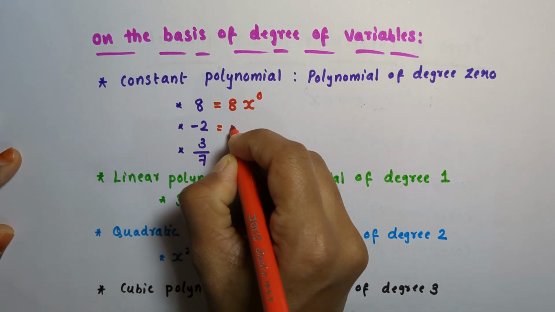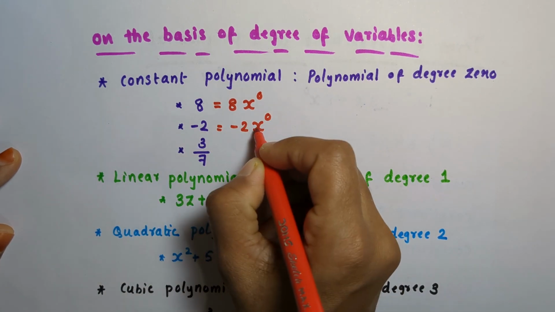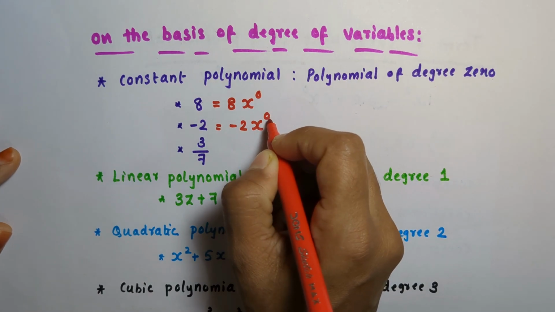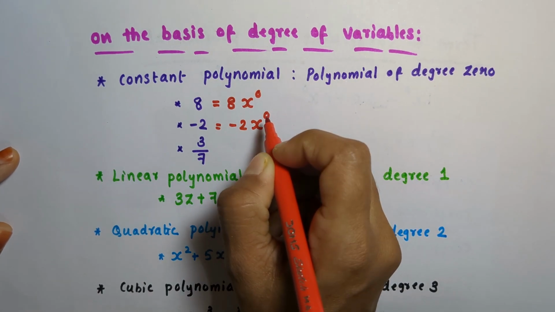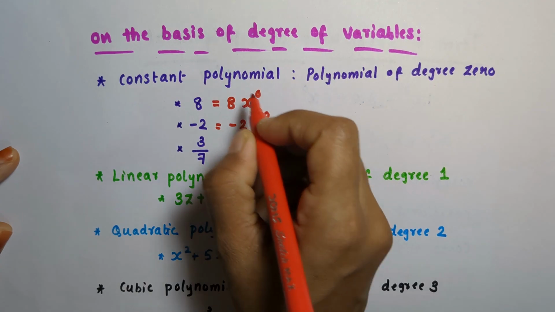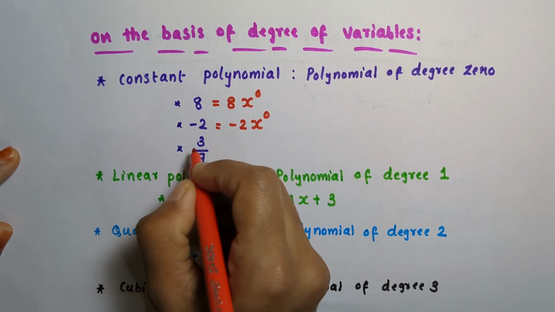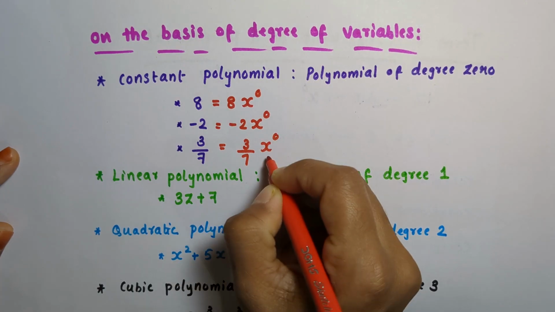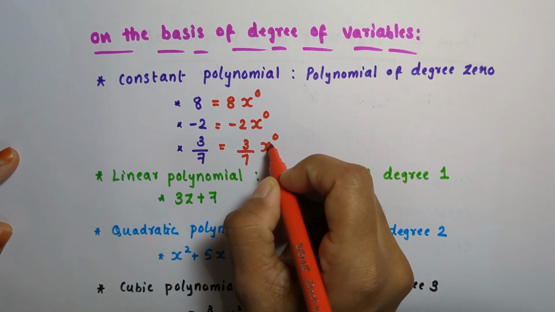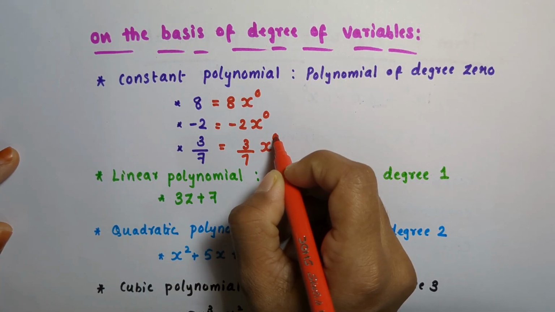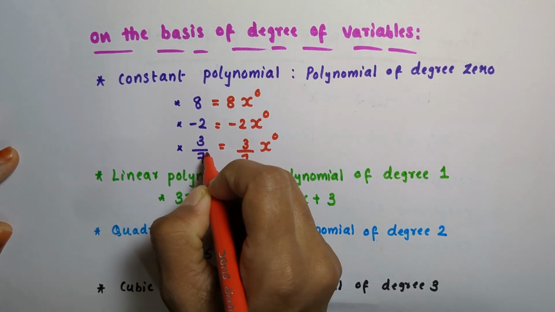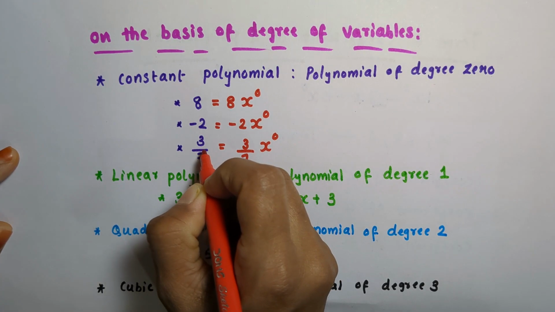Similarly, minus 2 means minus 2 into x raised to 0. So here the power of the polynomial is 0, that is, its degree is 0. Similarly, 3 by 7 can be written as 3 by 7 into x raised to 0. So here the degree of the polynomial is 0. So this is an example of a constant polynomial. A constant polynomial is a polynomial of degree 0.